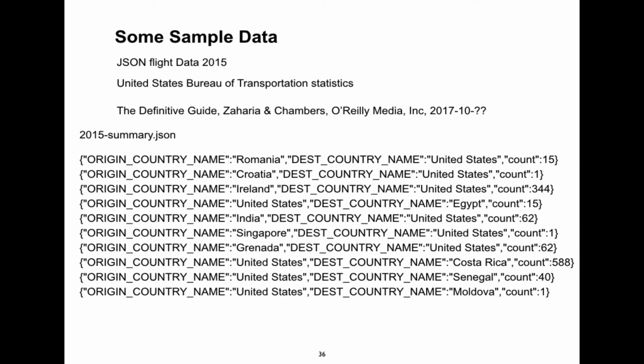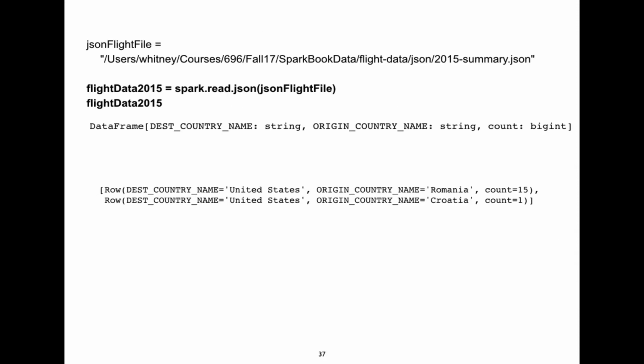So let's start using some examples, and we're going to use this data set for a while, and it's just flight information, JSON, where it came from, where it's going to, how many flights, right? So it's just very simple: origin, destination, how many flights. And then, okay, I want to read it.